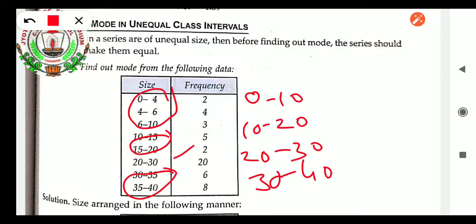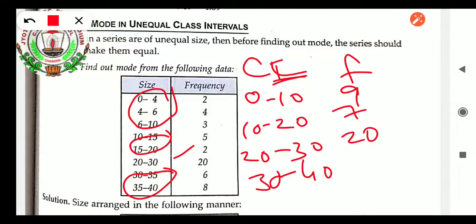What do we have to do? The class intervals I said, and the frequencies you have to add up. 2 plus 4, 6. 6 plus 3, 9. 5 plus 2, 7. 20. 6 plus 8, 14. So this will be the class. Now you can solve for the mode, which is the highest frequency, that is 20. The model class is 20 to 30.